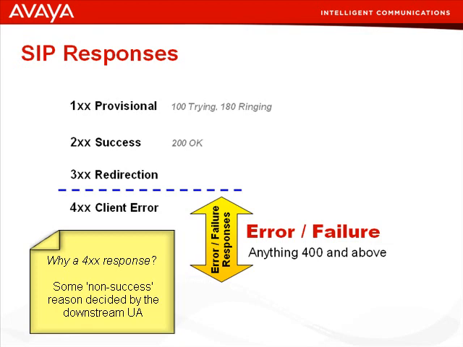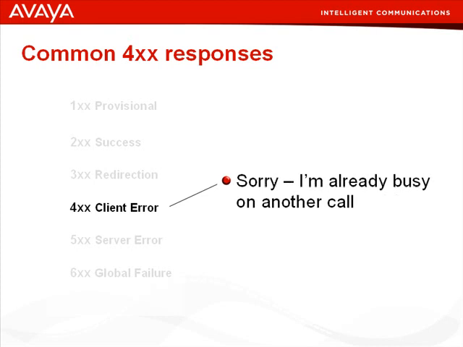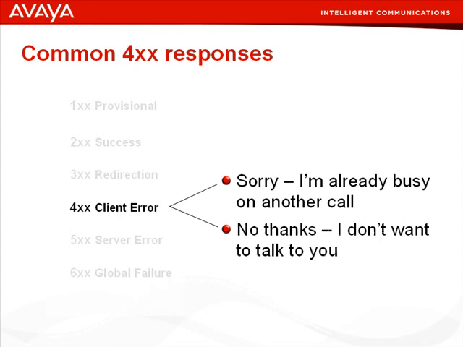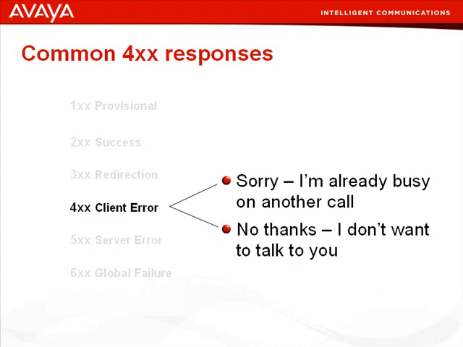Now, I'm not quite sure about the phrase error in this family name. To illustrate my point, consider these two responses. Sorry, I'm already busy on another call, and no thanks, I don't want to talk to you. Now, they're both definitely 400 client error responses, but I'm not sure that I could argue strongly that they are error situations. To me, they're more like rejection responses, where the user has consciously decided not to take the call, rather than something having gone wrong or an error having occurred. Listen, but that's just my thoughts. The spec says they're error responses, so error responses they are.